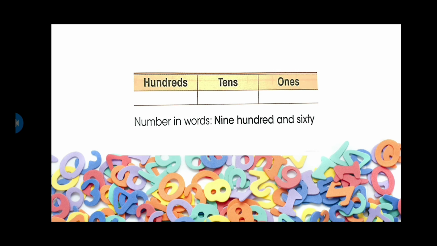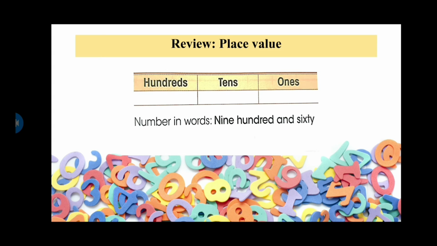Now this time, number in words are 960. What number we are going to put on hundreds? Number in words 960. Now let's try to put the numbers on its place. We have 9 for hundreds, 6 for tens, and 0 for ones. Because we have 960, it means that we don't have digits for ones except for 0.